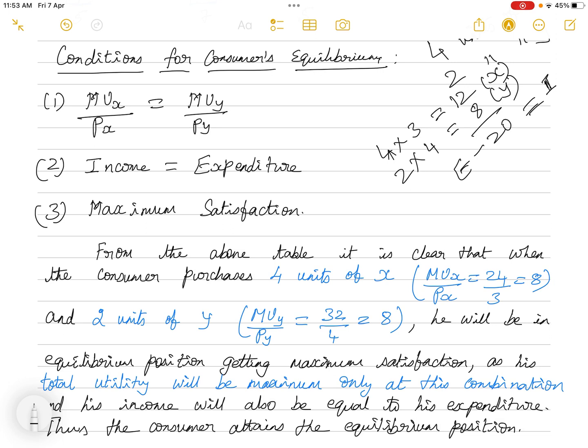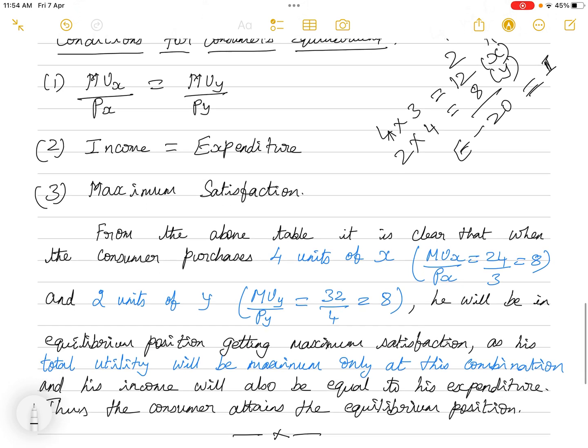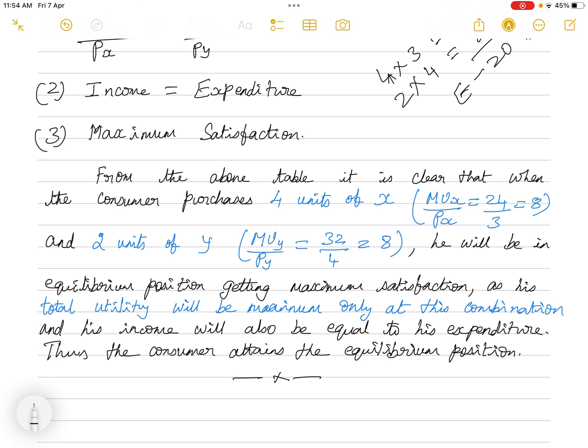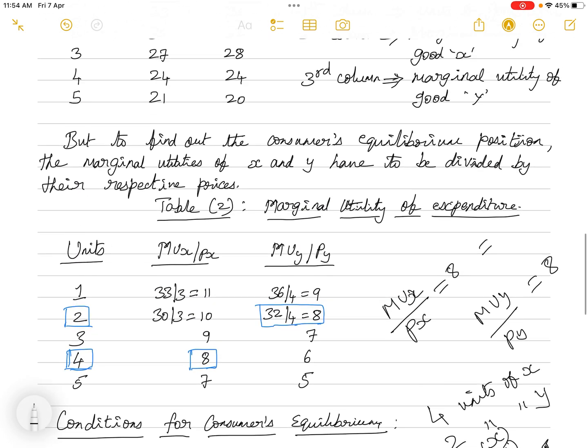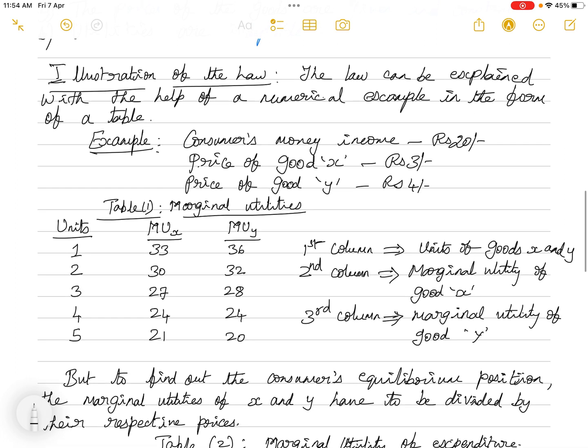So from the above table, it is clear that when the consumer purchases 4 units of x, MU of x divided by price of x is equal to 24 divided by 3, which is 8. And for 2 units of commodity y, MU of y divided by P of y, that is 32 utils of marginal utility divided by price of y, 4 rupees, is equal to 8. He will be in equilibrium position, getting maximum satisfaction, as his total utility will be maximum only at this combination.